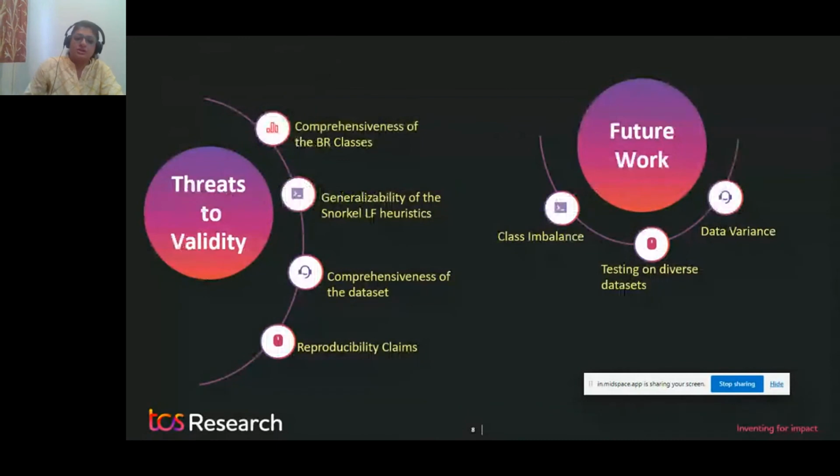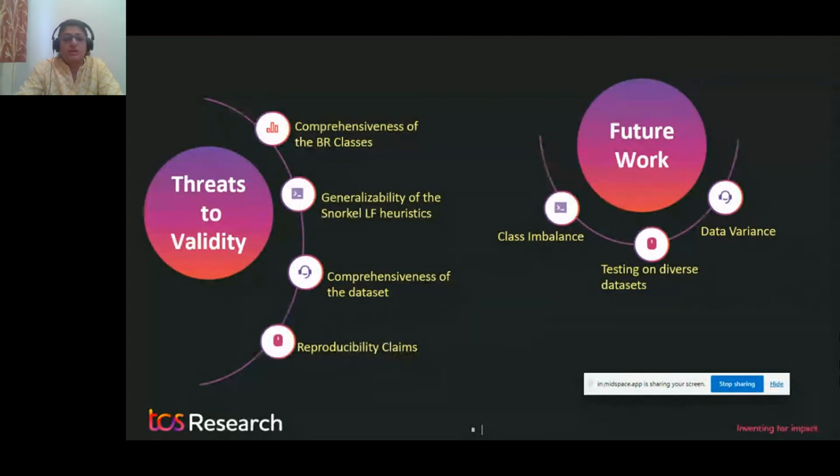These are some of the threats to validity, and in the paper we have tried to address them to the maximum extent possible, like the comprehensiveness of the classes. Since it's a popular repository, the BR repository, we have validated them with experts, so the classes are comprehensive. Similarly, about the generalizability and the comprehensiveness of the data set.